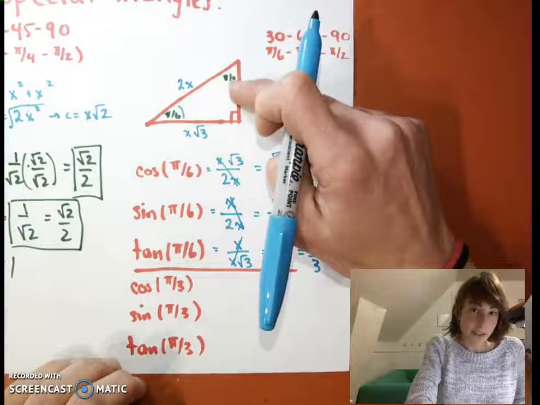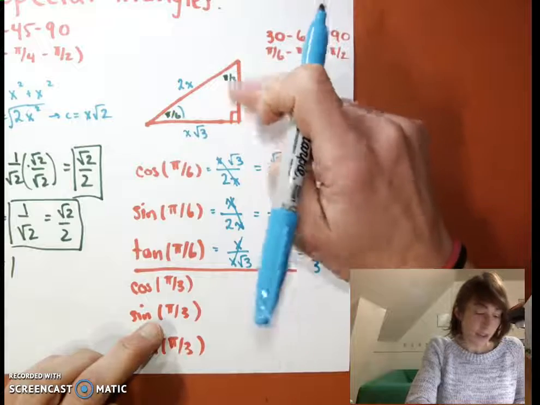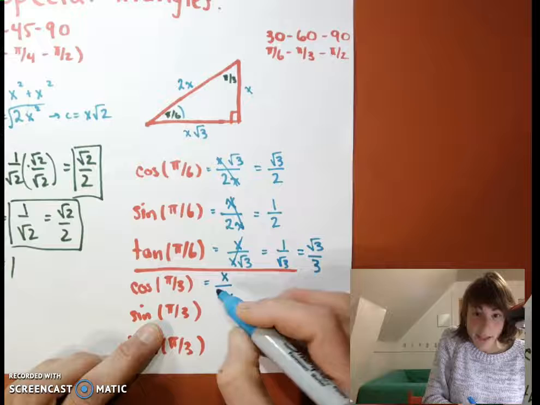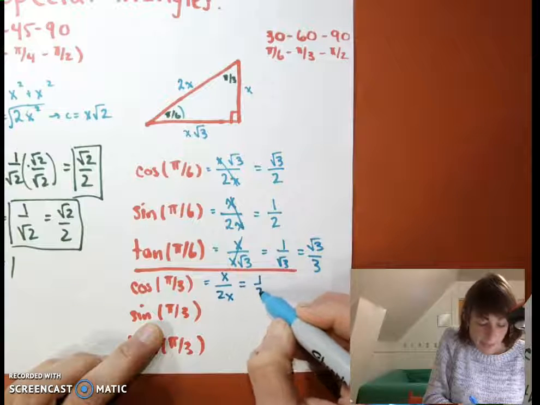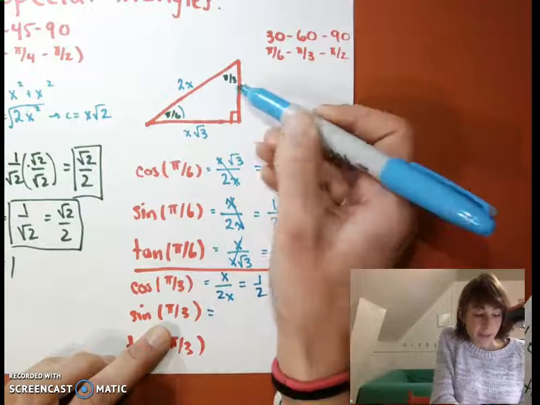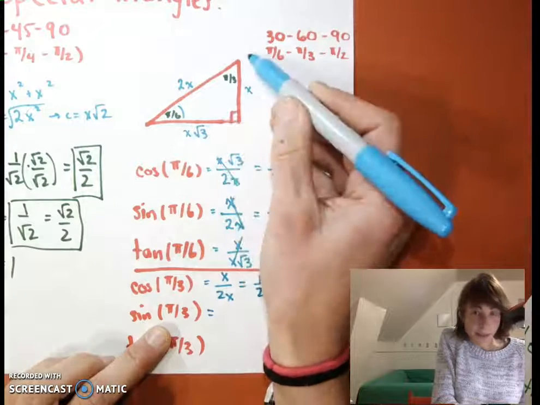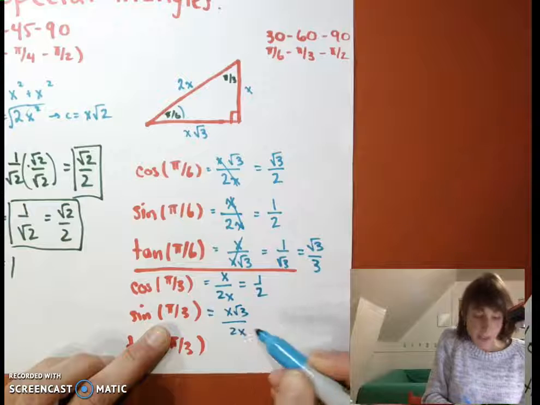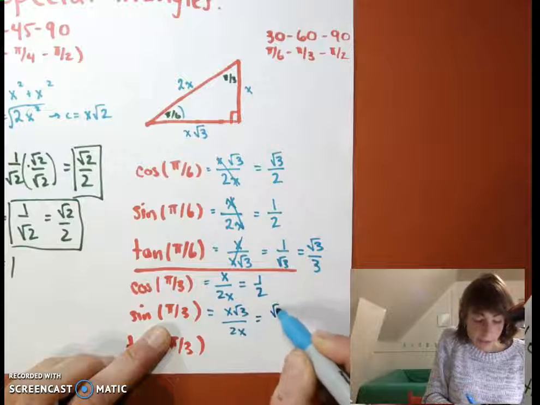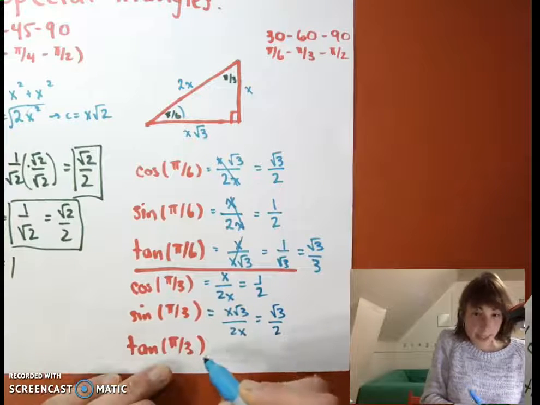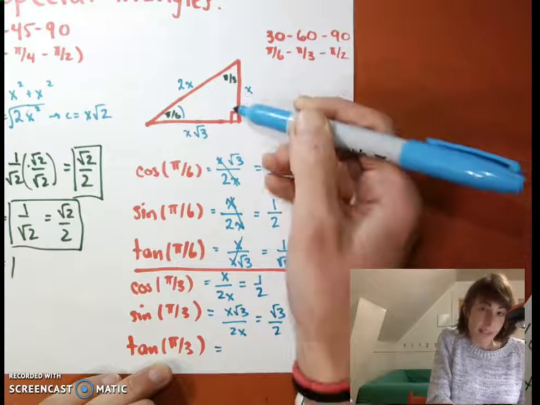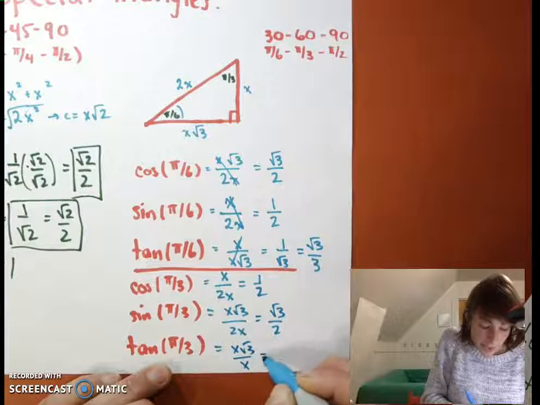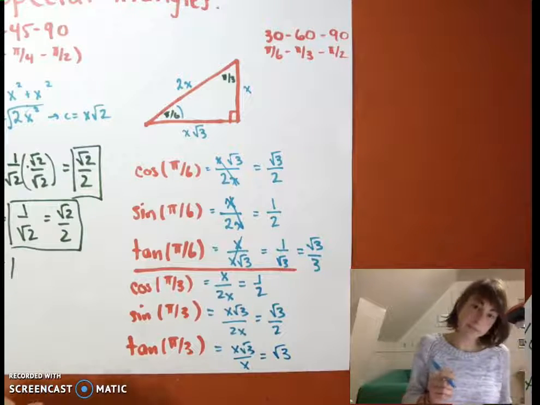So if I start here, the cosine is the adjacent over the hypotenuse. So I get x over 2x. The x's cancel, and this simplifies to 1/2. Sine of pi over 3 will be the opposite over the hypotenuse. So it's x square root 3 over 2x. The x's cancel, and I get root 3 over 2. And tan of pi over 3 is the opposite over the adjacent. So x root 3 over x, the x's cancel, and I just get root 3.